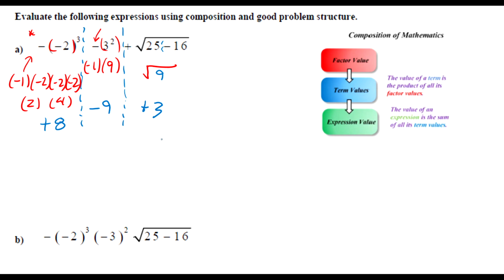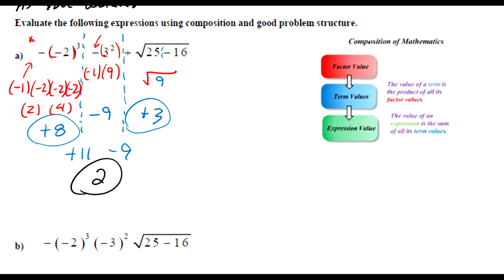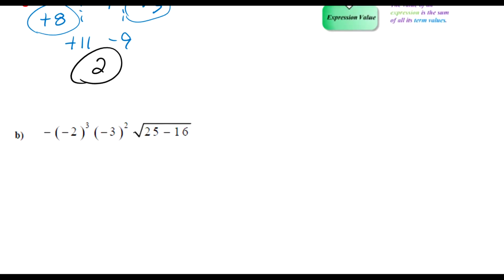So once we have our term values, now we can combine those values. 8 and -9, maybe we can put those together. Or if we wanted, we could put the 8 and the +3 together to get +11. And then I have this -9. 11 and -9 is 2, and that would be my expression value. But composition of math, it breaks up the expressions into components. So let's see the difference.